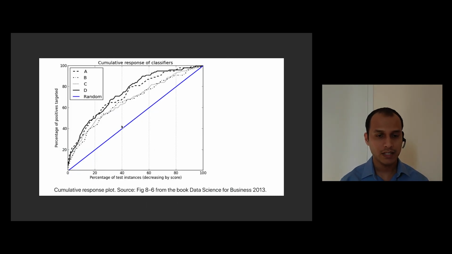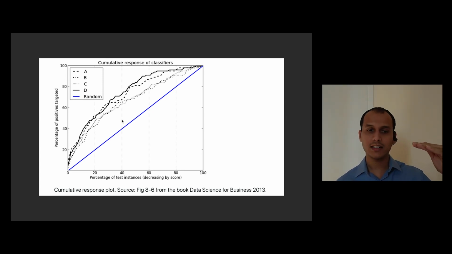So for example, at 40%, which means that if the number of test instances is 100, 40 of them at the top we have classified as positive. What percentage of them are actually positive? You can see that of the top 40 classified as positive, about 75% of them are positive. These curves, A, B, C, D, just represent 4 different classifiers. So this is another instance of an intuitive representation for business stakeholders.